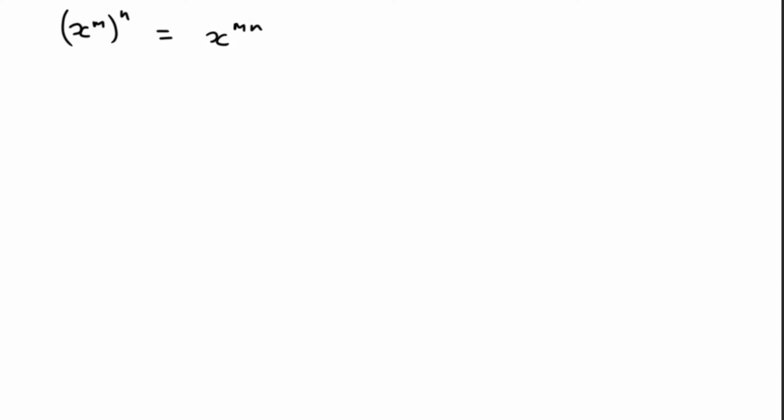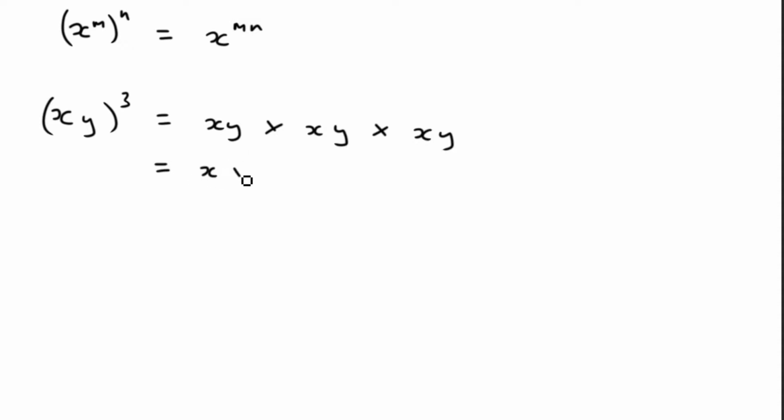Our next index law connects two variables. Let's look at an example. Suppose we have a variable x and a variable y, and we'll raise that to the power of 3. That means we have got one lot of x times y multiplied by another lot of x times y multiplied by another lot of x times y. Of course, x times y itself can be written as xy.